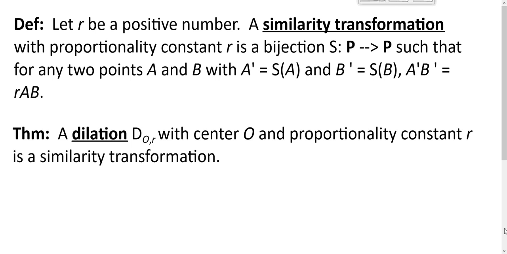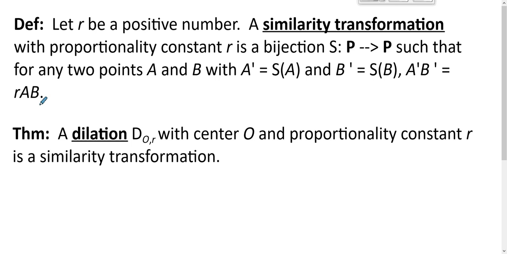A similarity transformation has a proportionality constant R for ratio. It's a bijection from the set of points in the plane to the set of points in the plane, such that for any 2 points A and B with those images, the distance between the images is R times the distance between the original 2 points.